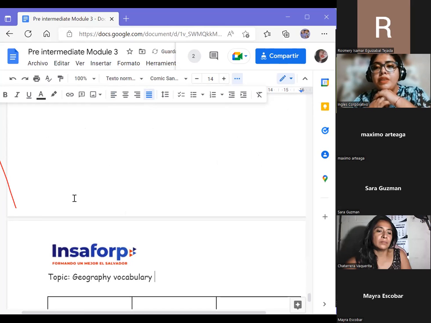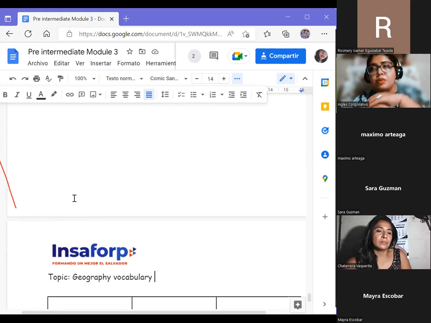It's very, very important that we create this kind of vocabulary, because we are gaining words that we can use in a conversation. And also, if we have a lot of words that we can use, we are going to make our conversation more fluent.